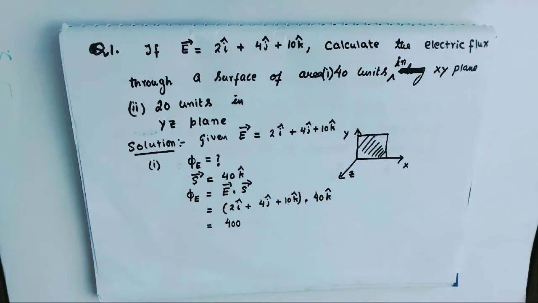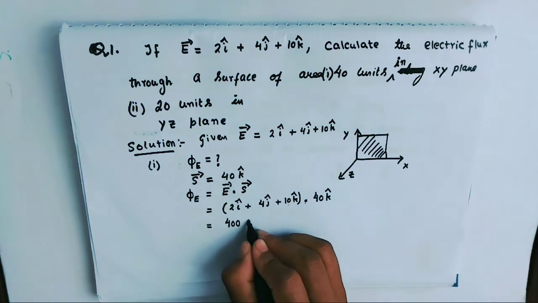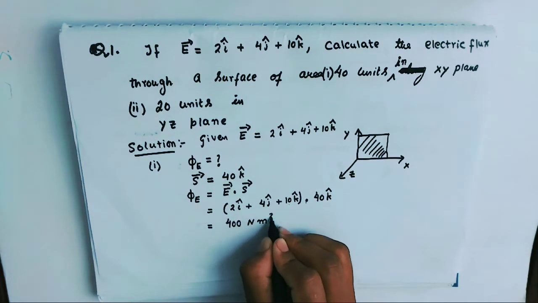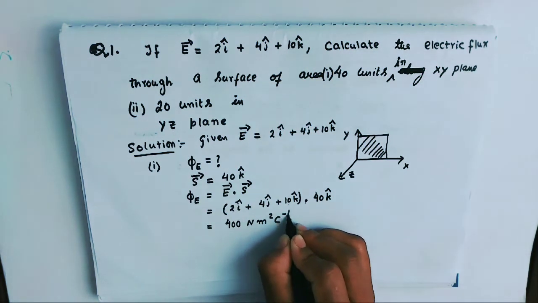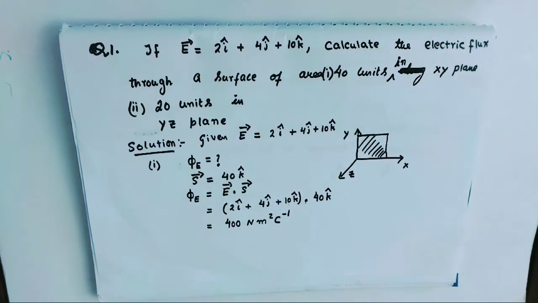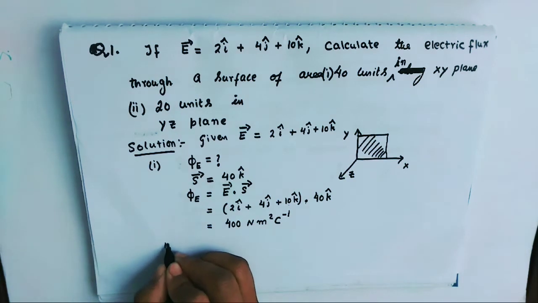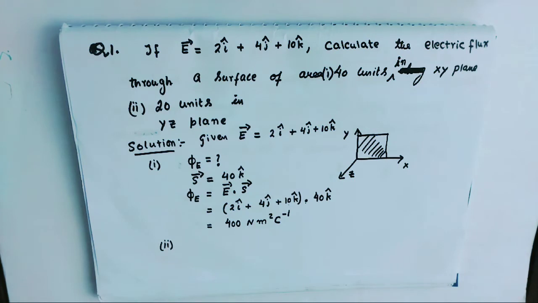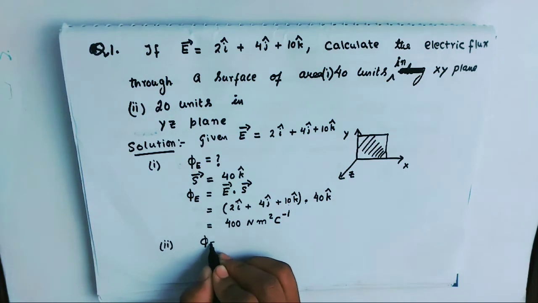400. So what is the unit? It is Newton meter square per coulomb. So that is the flux through a surface of area 40 units in XY plane. Now the second question says, calculate the electric flux through a surface of area 20 units in YZ plane. So now let us calculate the second question.